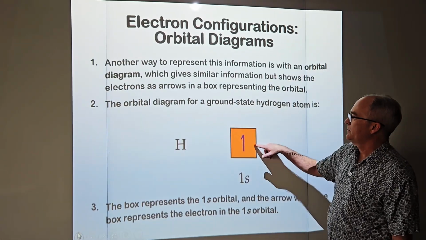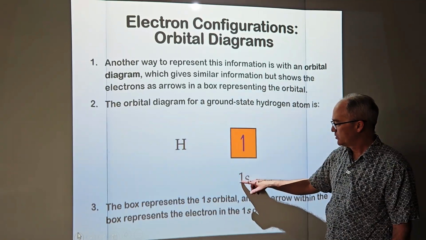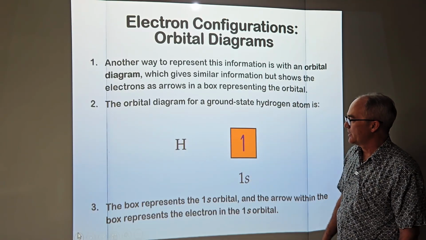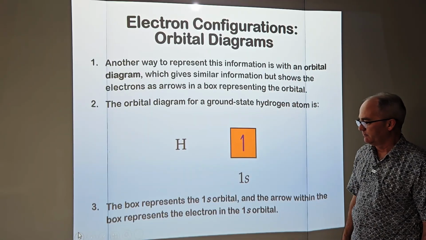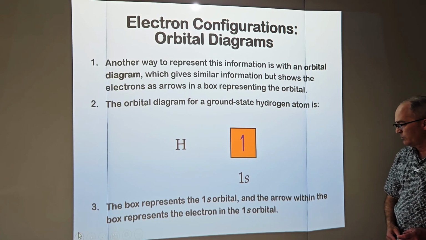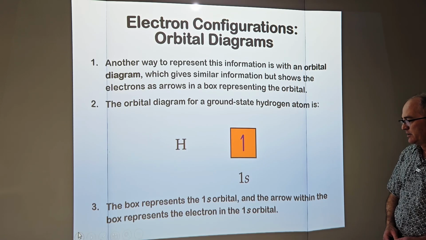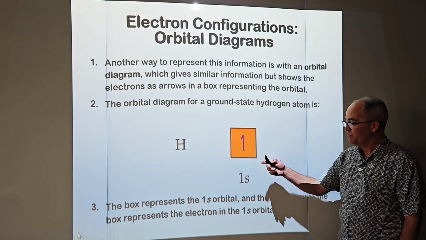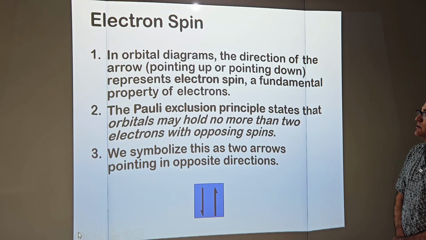So here's an orbital diagram for a ground state hydrogen atom. We have this 1s that tells us what this box is, and here's this half arrow pointed up, telling us what that electron is doing perhaps. The box represents a 1s orbital, and the arrow within the box represents the electron in the 1s orbital with its spin up. All right, now we're going to move on to putting 2 electrons in an orbital.